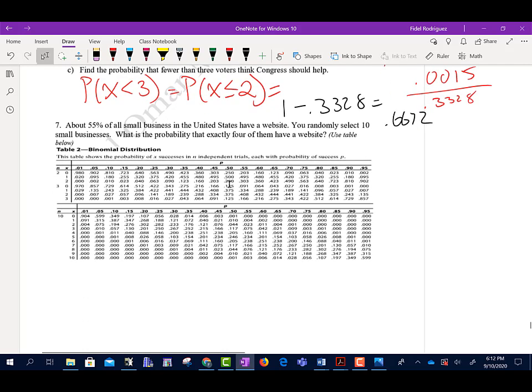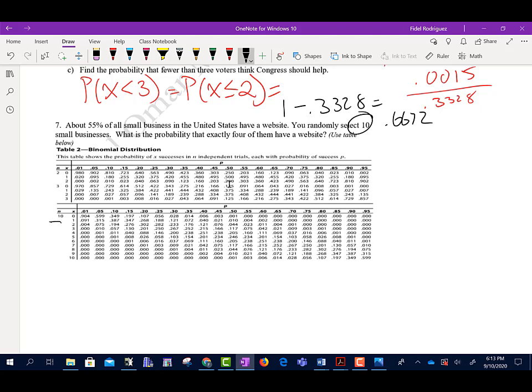And I'm going to do number 7, and then I'll come back and do number 5, because number 7 is pretty simple. You might have a problem like this in your homework where you're using a table and it says about 55% of small businesses in the United States have a website. You randomly select 10 small businesses. What is the probability that exactly 4 of them have a website?